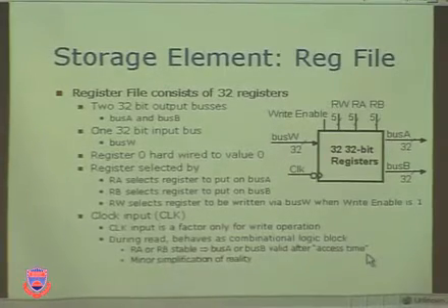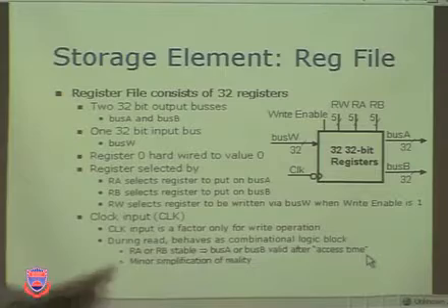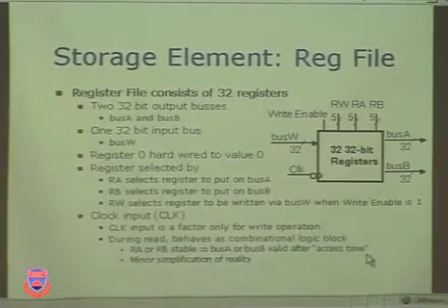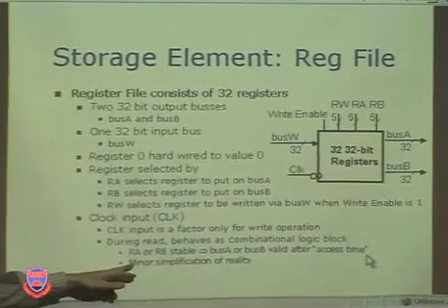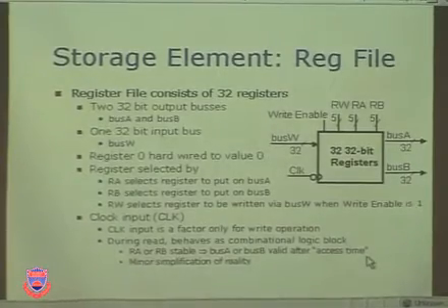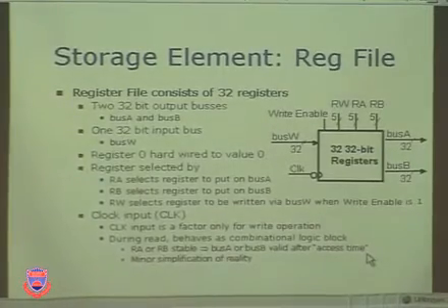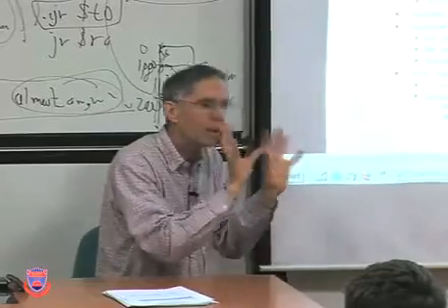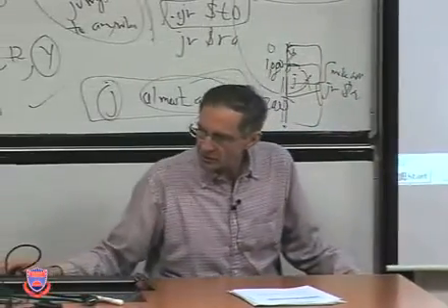RA or RB have to be stable, and they will be on reads a short time after the access time. It's a minor simplification of reality, but it's reasonable to think of this register file as combinational when reading, but sequential when writing. That model will help you understand it more simply.